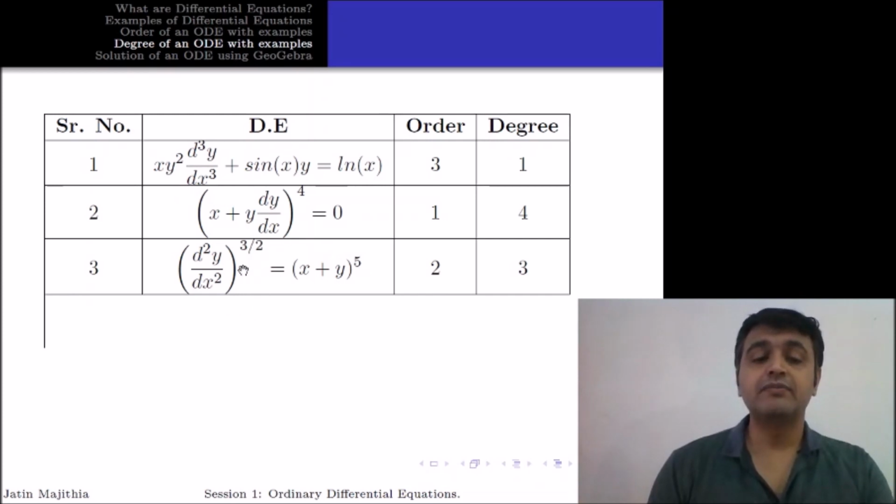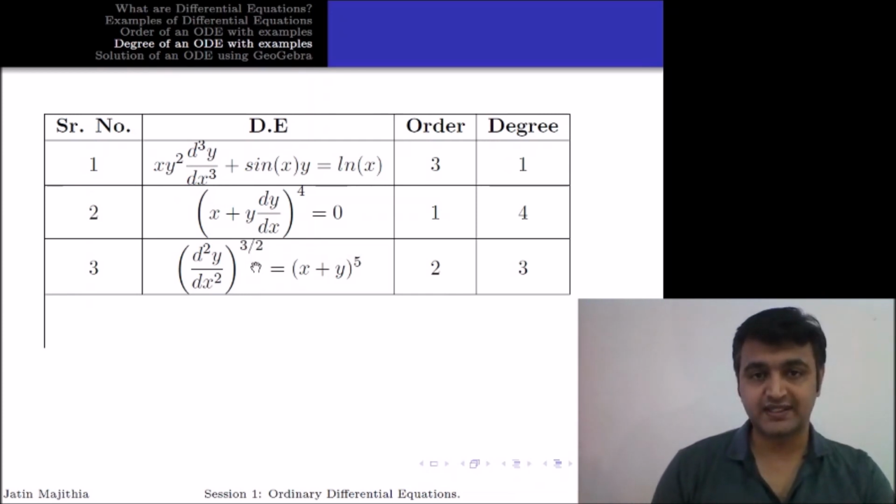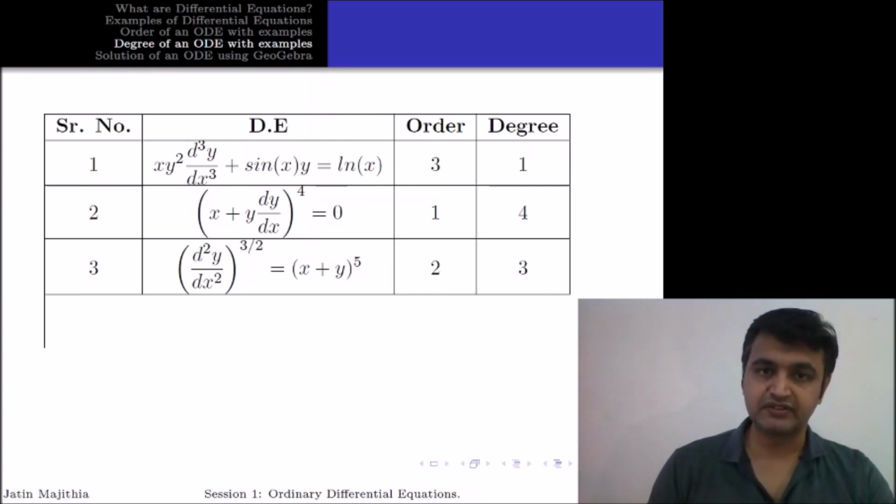Now here you simply can't say the degree is 3, though the answer is matching with 3. The first step you have to do is remove this radical. So I will square on both the sides. Once I square, I have d2y upon dx square raised to 3 equal to x plus 5 raised to 10. And now there is no fraction. Now what is the power of d2y upon dx square? The power is 3. Therefore this is a third degree differential equation.